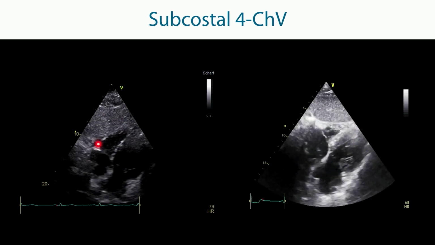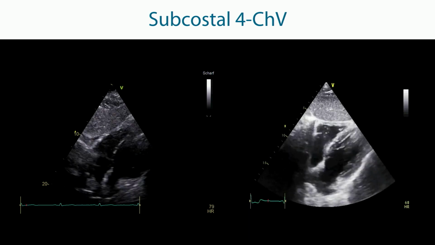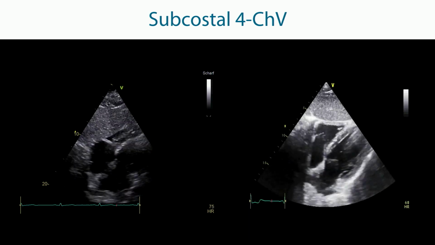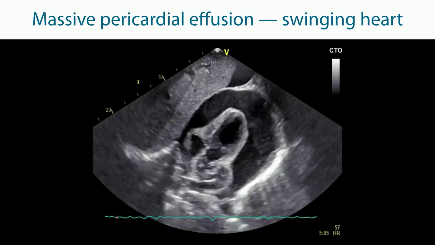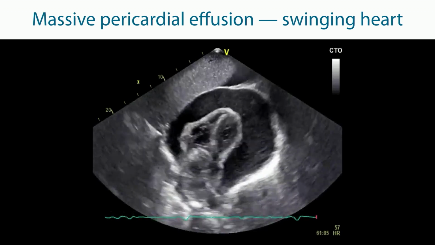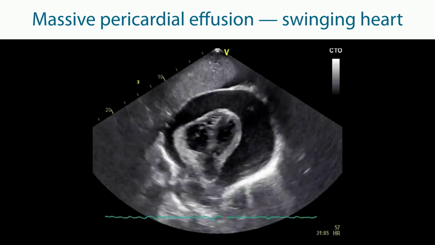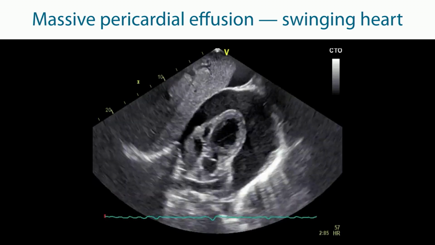On the left hand side, there is a small pericardial effusion, but this is still in the physiologic range. And I guess all of you will agree that this is a large pericardial effusion. As a matter of fact, we call this pathology swinging heart because the heart is swinging within the pericardial sac.